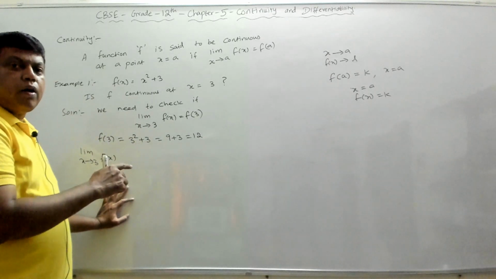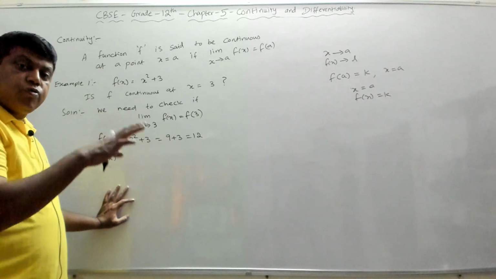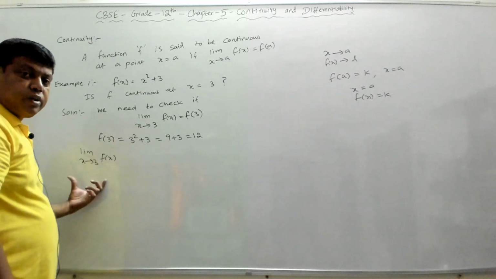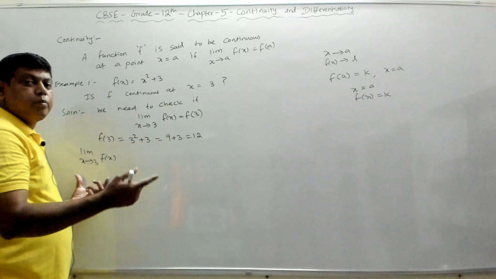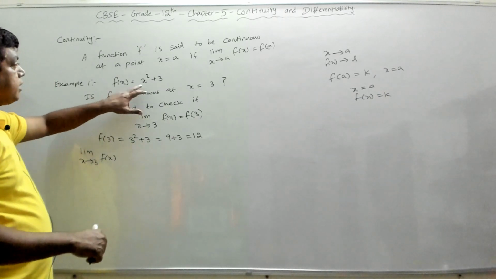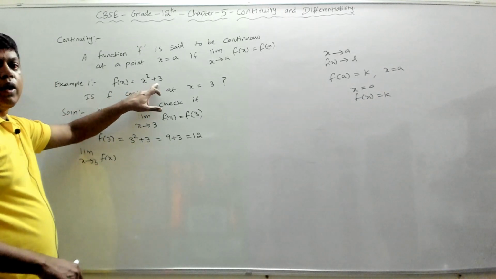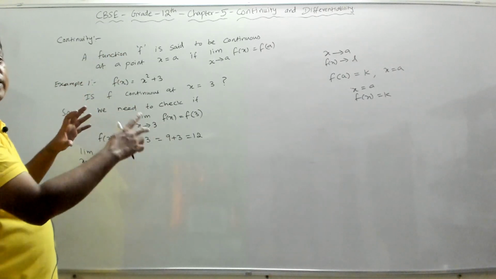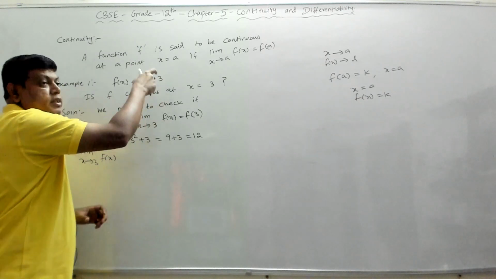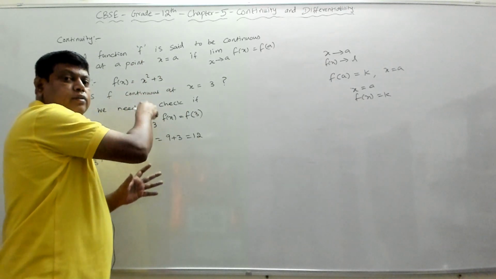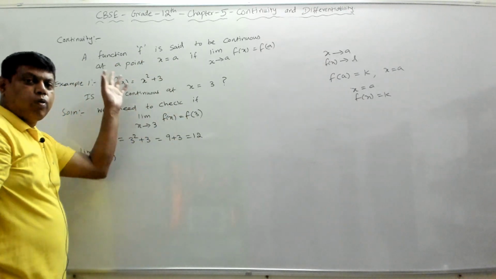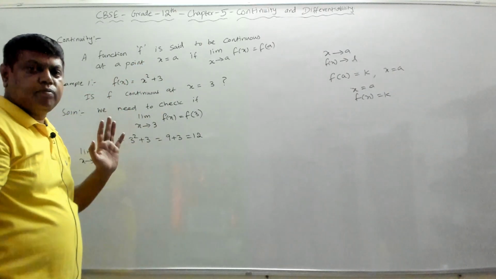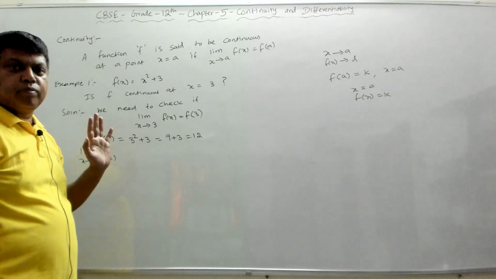We need not find the left hand limit and right hand limit. Even if you find them, there is nothing wrong, but there is no necessity, because the simple reason is that f of x has only one definition, x square plus 3. It's not a function defined differently based on the value of x. It is not that if x is greater than 2 it is x square plus 3, and if x is less than or equal to 2 it is something like x cube minus 9. There are no two definitions based on the value of x. It's only a single definition.